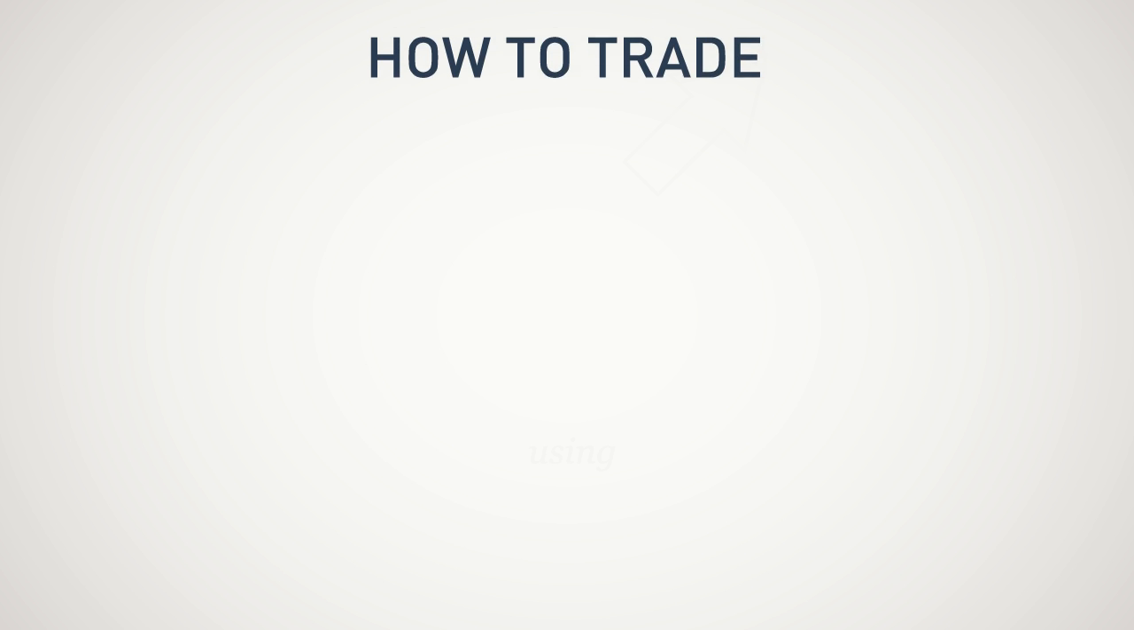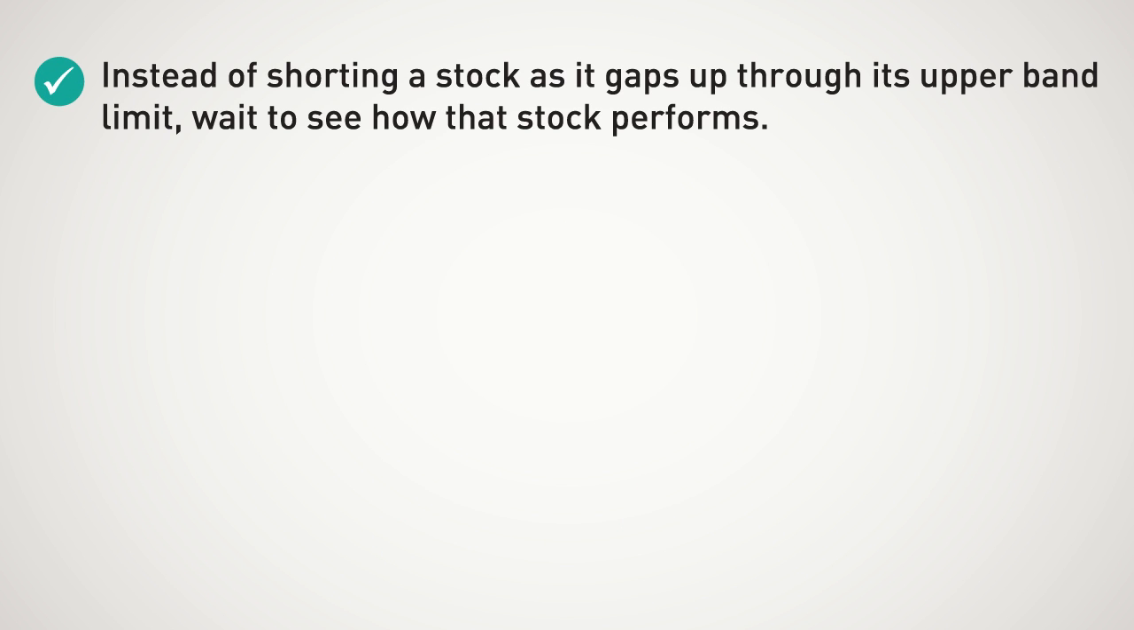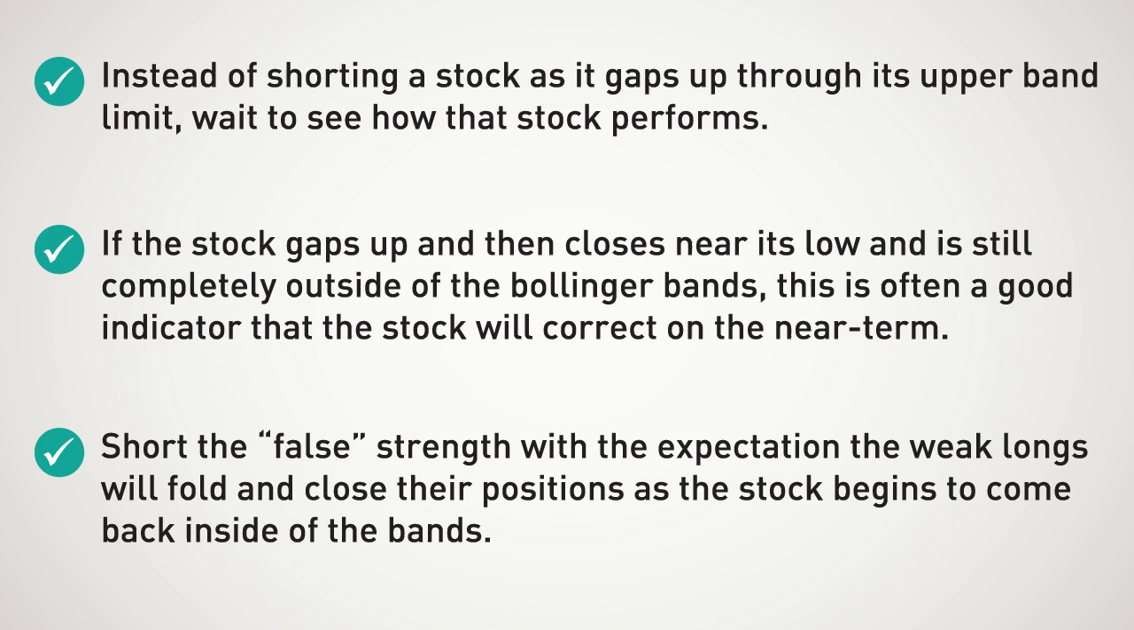The next strategy covers how to trade reversals with Bollinger Bands. For example, instead of shorting a stock as it gaps up through its upper band limit, wait to see how that stock performs. If the stock gaps up and then closes near its low and is still completely outside of the Bollinger Bands, this is often a good indicator that the stock will correct in the near term. In this case, you will want to short the false strength with the expectation the weak longs will fold and close their positions as the stock begins to come back inside of the bands.